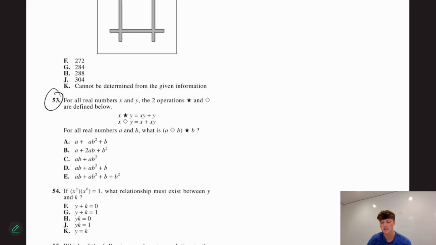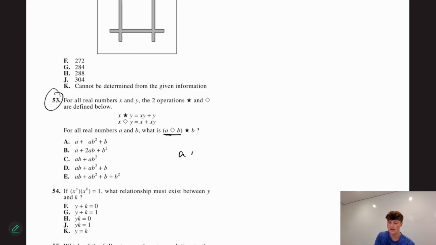For all real numbers x and y, the two operations, star and diamond, are defined below. X star y is equal to x times y plus y, and x diamond y is x plus x times y. For all real numbers a and b, what is a diamond b star b? The way we do this is we literally just evaluate using PEMDAS, just like we normally would. PEMDAS says we do the things in the parentheses first. So we're going to do a diamond b. What is a diamond b?